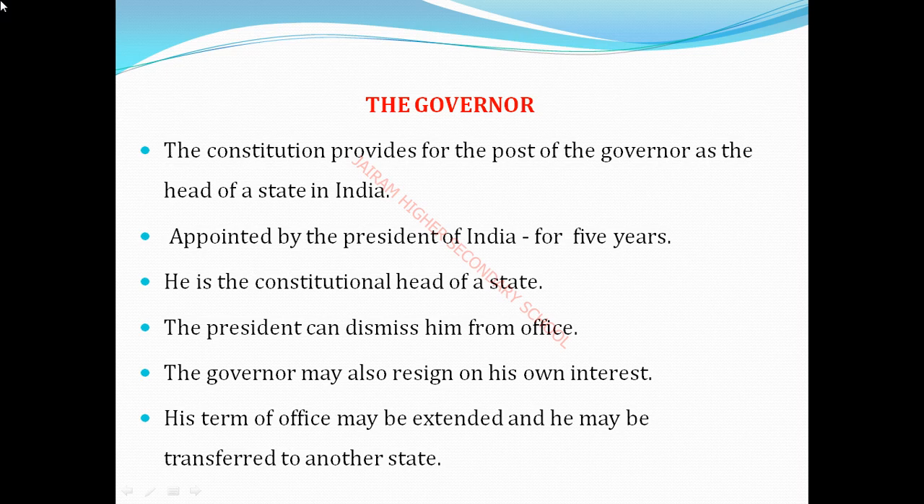Here another option is also there. A governor can resign his post through his willingness. Yes, voluntarily he can resign, and afterwards his term of office may be extended and he may be transferred to any other state. Here too there are two options. Maybe extend the term of office. How many years will he serve as a governor?